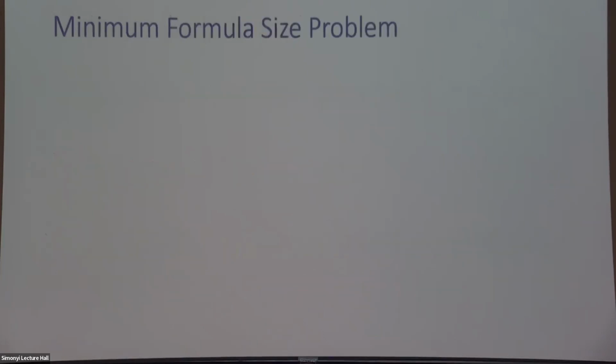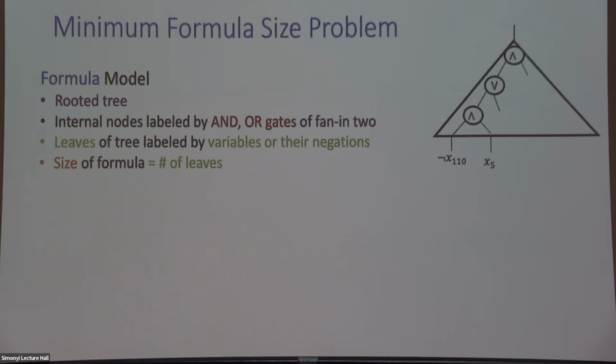So now let me give you a formal definition of the minimum formula size problem. Maybe it's completely clear to you now, but I'll just review this. In the model of formulas, you're given a graph which is a rooted tree. We're going to be concerned with De Morgan formulas. So the internal nodes are labeled by AND gates and OR gates, with fan-in 2. Each gate only has fan-out 1, and the leaves are labeled by variables or their negations. So this leaf of the tree is x5.